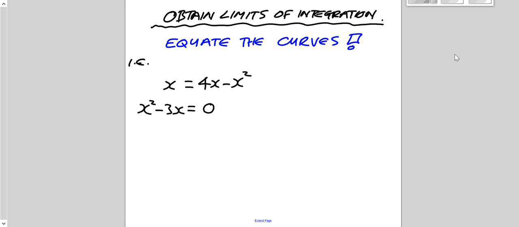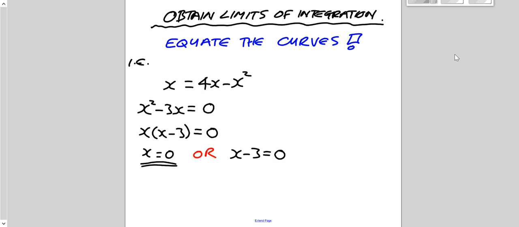Looks like we've got a quadratic on the left-hand side, and it looks like we've got a common factor of x. I think I'm just going to factorise this here. Done it. Okay, so now I'm going to separate and solve. So I'm going to have x, which was a common factor. I'm going to set it equal to 0, and the contents of the bracket, x take away 3, I'm going to set that equal to 0.